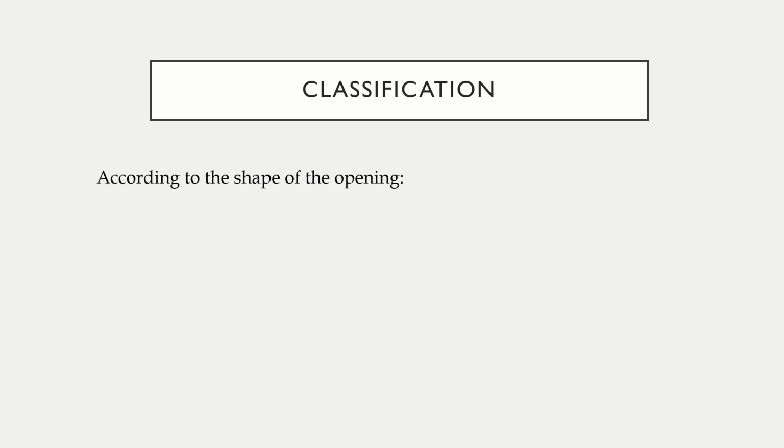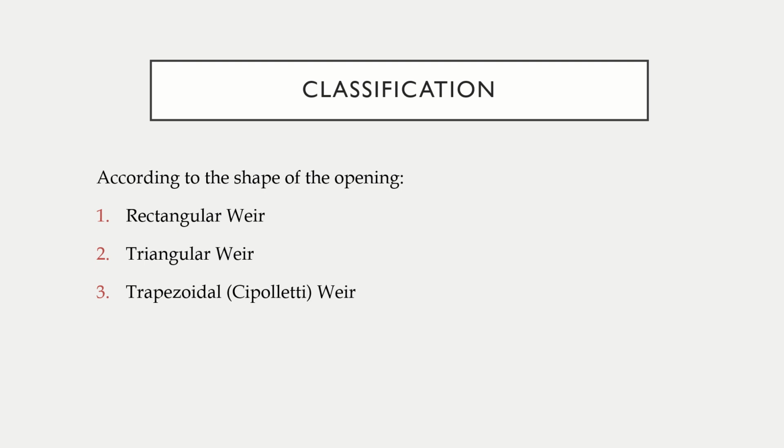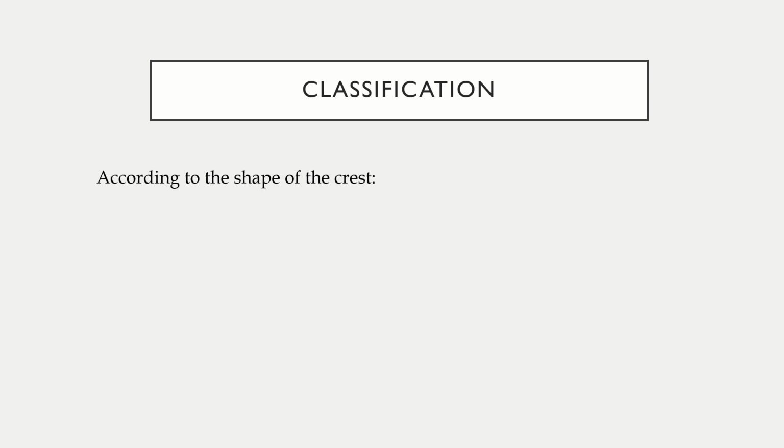Coming to the classification of weirs, according to the shape, we have rectangular weir, triangular weir, and trapezoidal weir, which is also called Cipolletti weir. The expressions for discharge for rectangular weir, triangular weir, and trapezoidal weir are the same as those of rectangular notch, triangular notch, and trapezoidal notch.